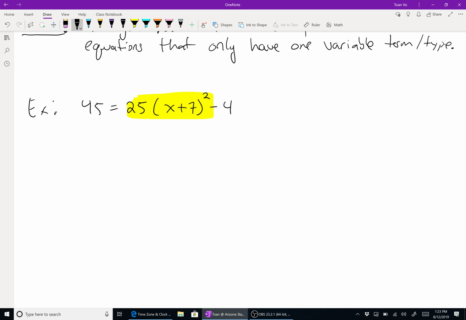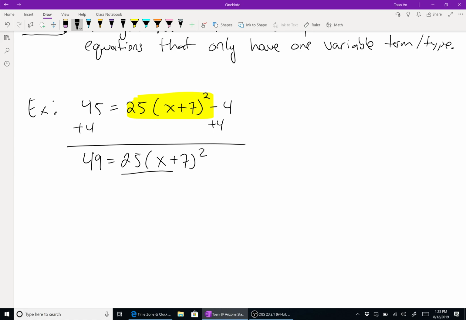So let's do it. Get rid of the thing farthest away first. So we're going to add 4 to both sides. That's 49 equals 25 times x plus 7 squared. Now that the variable term is isolated, you want to go ahead and strip off the outer numbers, the outer parentheses, so on and so forth. So to strip off the 25, we divide out the 25. Again, we're just using inverse operations.